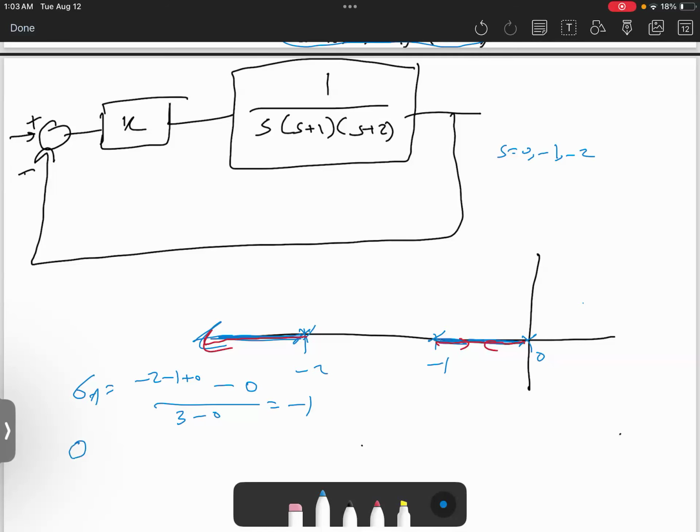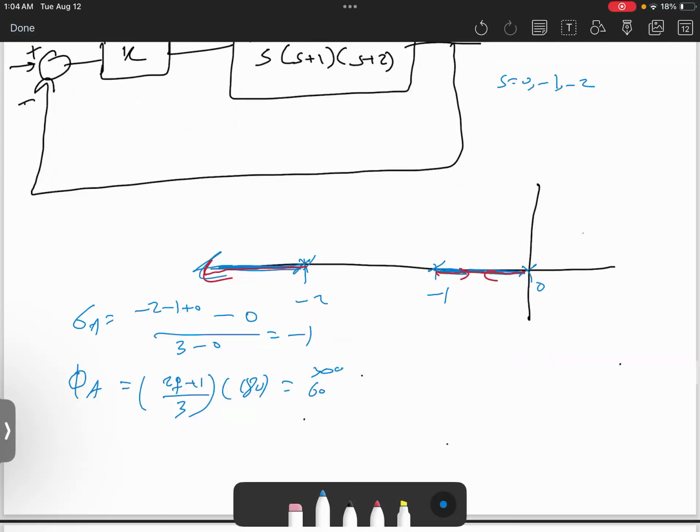How about the angles, phi, which is (2q plus 1) divided by the number of poles minus zeros, which is 3, times 180. This yields 60 degrees, 180 degrees, and 300 degrees. 300 degrees is already manipulated here. 60 degrees and 300 degrees, or I would say 300 is the same as -60. Then here is sigma, and the root loci will be moving this way.